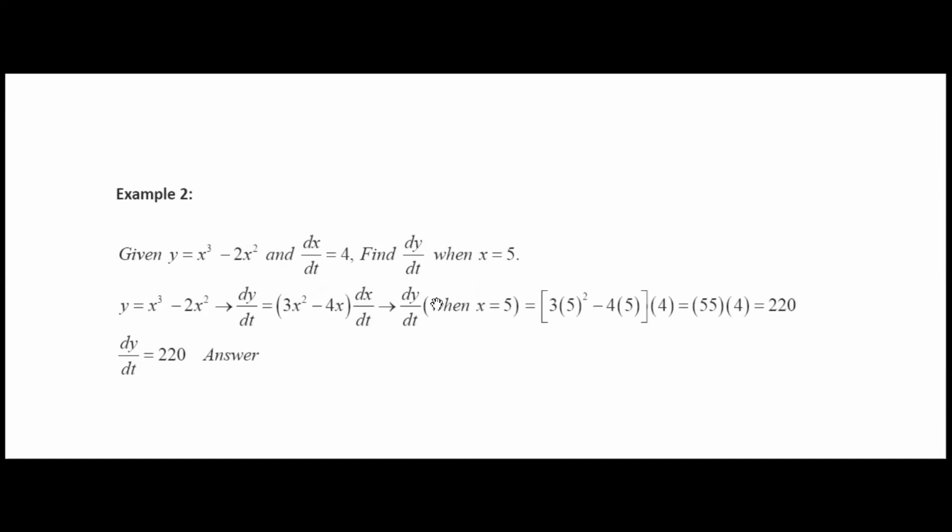Example 2, y is x cubed minus 2x squared, dx/dt is 4, find dy/dt when x is 5. Again, derivative of y is 1, dy/dt. This will be 3x squared dx/dt and minus 4x dx/dt. Both of these have a dx/dt, so we're electing to pull the dx/dt out and simply write it as 3x squared dx/dt and negative 4x dx/dt. Do you have to do this? And the answer is no.